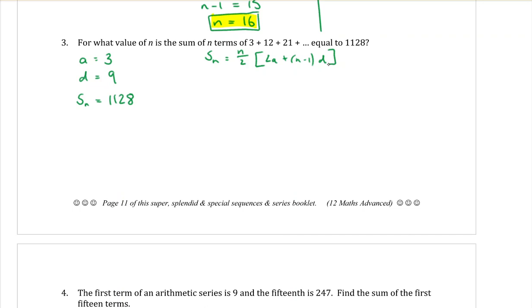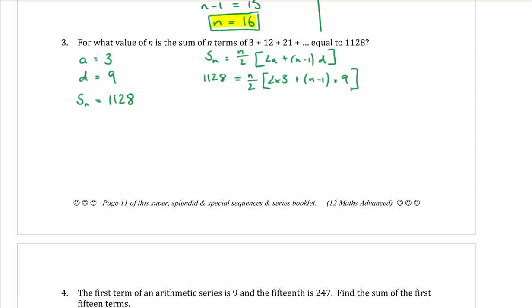Okay, let's sub into that. The sum is 1128. n I don't know, so n over 2. Then bracket 2a is going to be 2 times 3 plus, still don't know the n minus 1, and d is equal to 9. Close the square bracket.